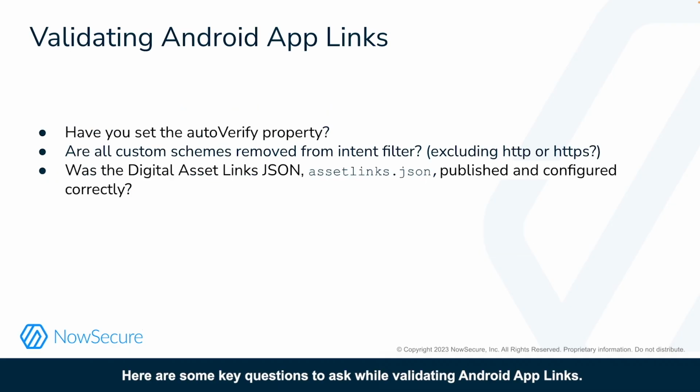Here are some key questions to ask when validating Android app links. Has the Android auto-verify been set to true for all of the web URL intent filters of your app within the Android manifest.xml file? Have all custom schemes in your intent filter been removed, except for HTTP or HTTPS? Include a JSON file with the name assetlinks.json in your web server that is described by the web URL intent filter.